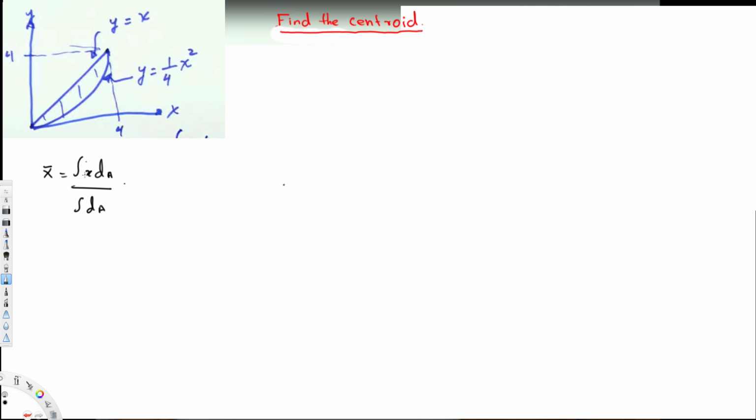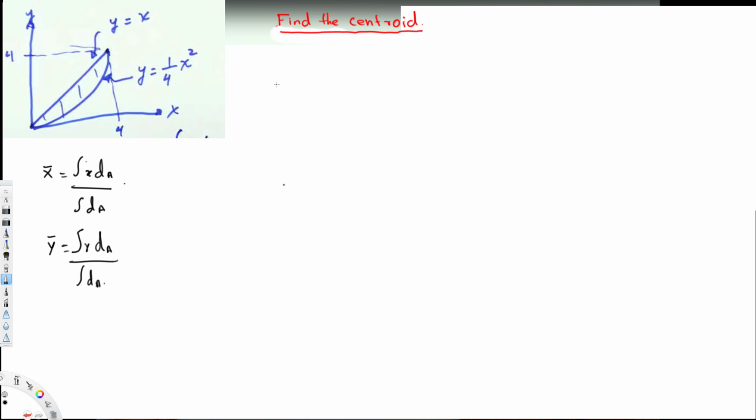So this is how we calculate x bar, and to find the centroid we need x bar and y bar, so we have to find y bar. It's the same thing, but in this case it's the integral of y dA over the integral of dA. These are the equations to calculate x bar and y bar. So let's see how we can find the area first.